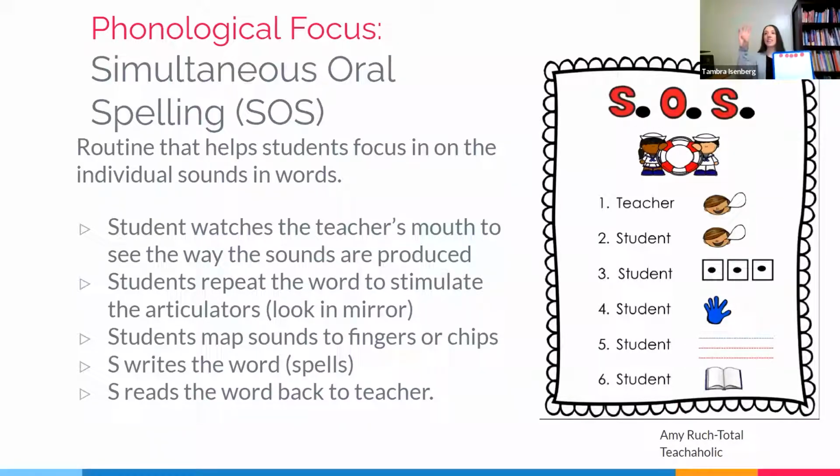The students can then tap out the sounds or phonemes in the word, or they can build it. Ch, a, m, p. Then they're going to write those sounds while they spell it. C-H, A, M, P, the word champ. They're going to read that word back to their teacher. So that's just one example.